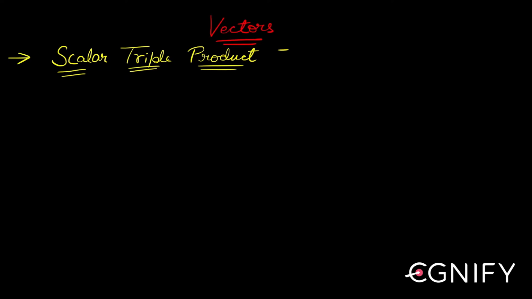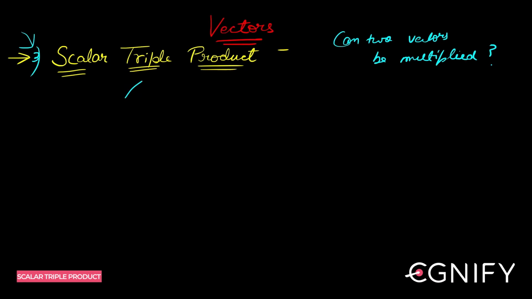We will now move on to this third type of product, which is scalar triple product. The question remains still the same. Can two vectors be multiplied? We've already seen, yes, they can be multiplied in two ways. One of them was your dot product, one of them was your cross product. There is this third way called scalar triple product, and this is also a different type of product which is valid for vectors. The only thing here is it is a triple product.